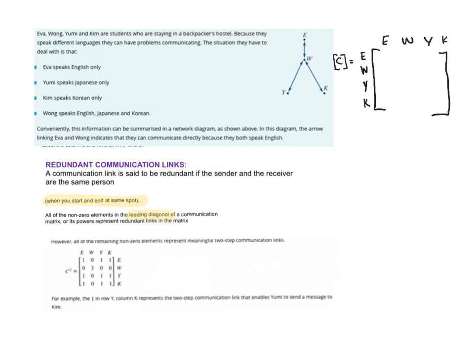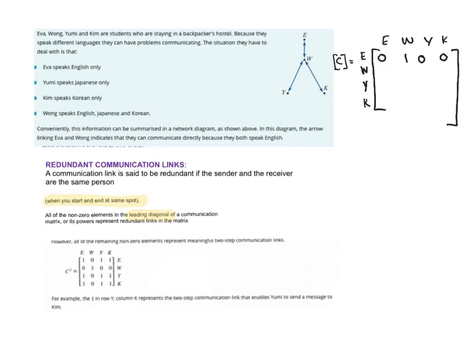Okay, so if you have a look, a 1 is given if they can directly talk to that person. These people could all speak different languages, but Wong could speak all of them. If we look at who can directly talk to each other, take Eva: she won't talk to herself, she can talk to Wong, so I'll put a 1, and she can't talk to Yuri or Kim directly, so we'll put a 0 there.